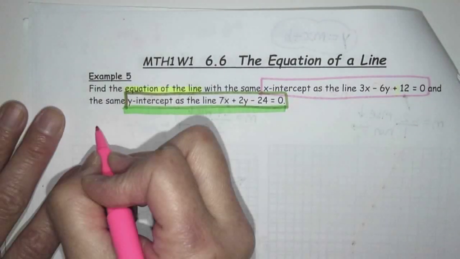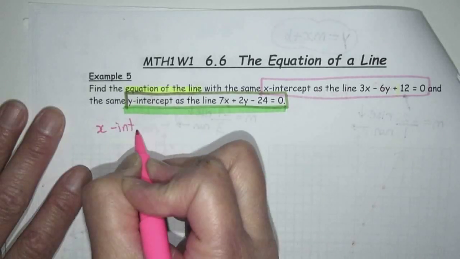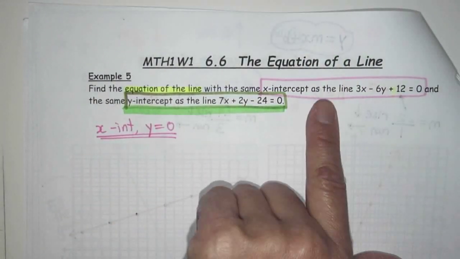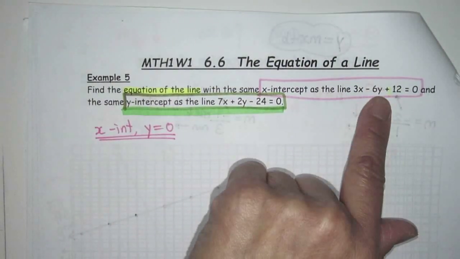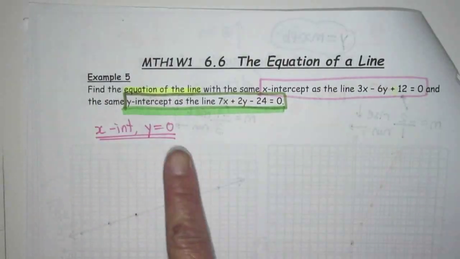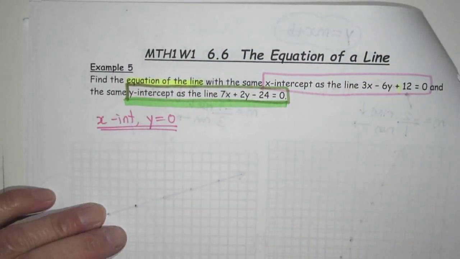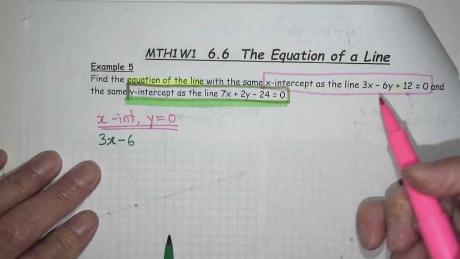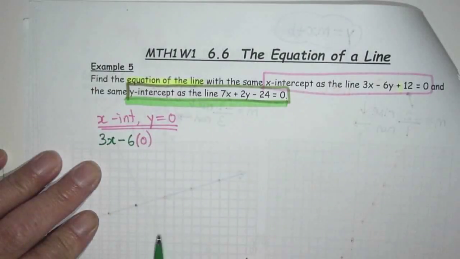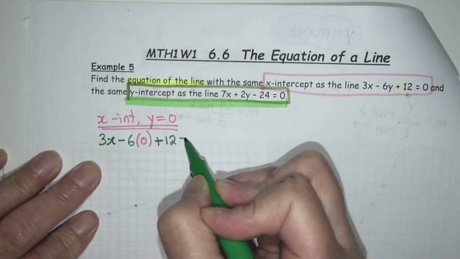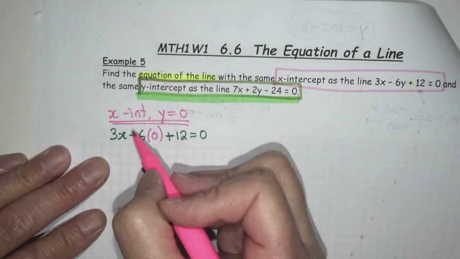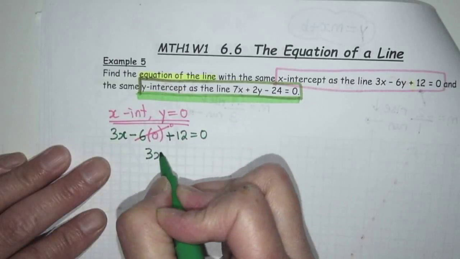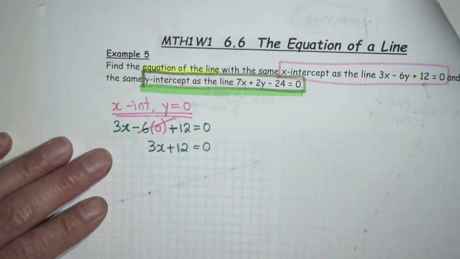So my x-intercept is when y equals 0. So I'm going to grab this pink part here, grab this one and put 0 in for the y. So we're going to do this: 3x minus 6, and then wherever you see y, you're subbing in 0 in a bracket, plus 12 equals 0. So we're going to cross this off. That becomes a 0, and you rewrite what's left over: 3x plus 12 equals 0.